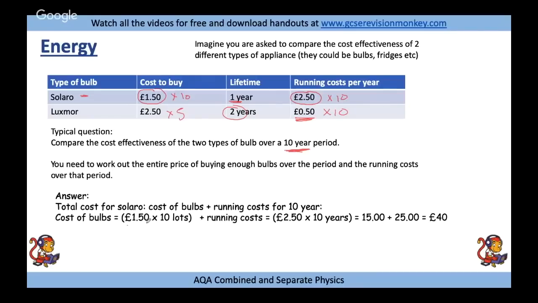Cost of the bulb, £1.50 times 10. You can see up here. Running costs, £2.50 times 10. So I add those 2 values together, making Solaro bulbs cost £40 over 10 years.